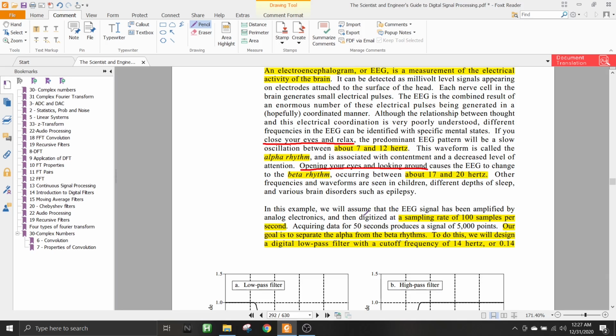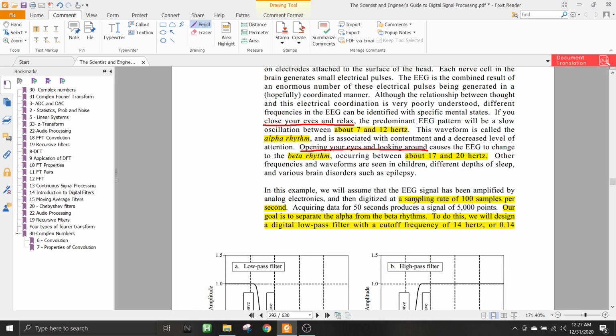Why? Because as you can see, we might want to separate out different frequencies, so it's different bands of frequencies. So a band pass filter might be used here. Here they're showing an example of how something like this may be implemented.